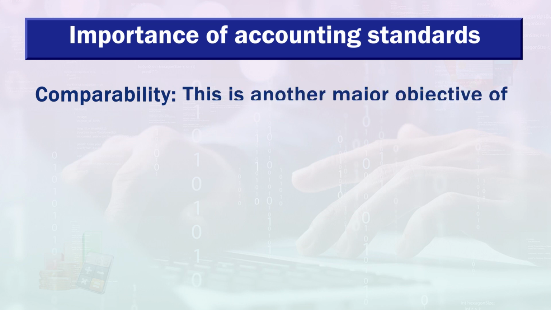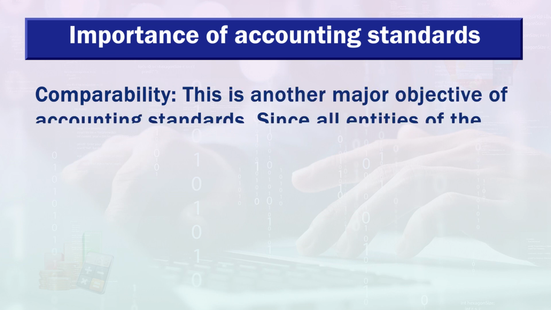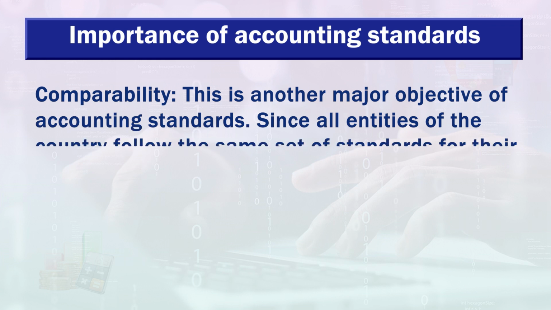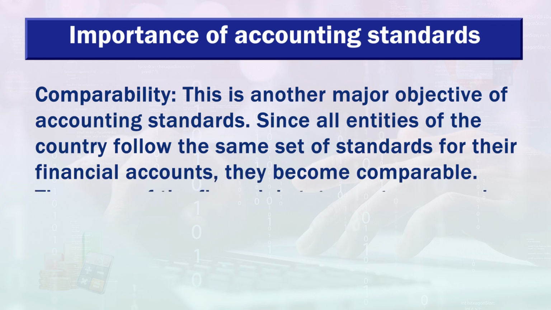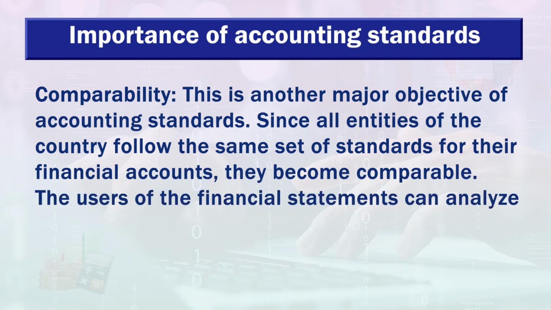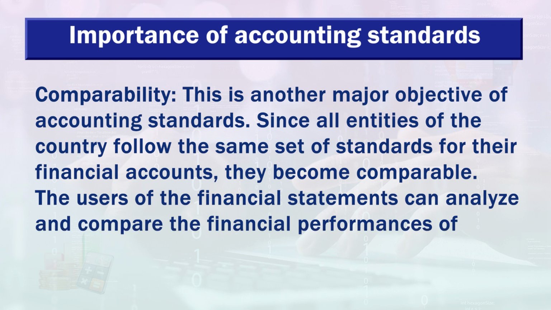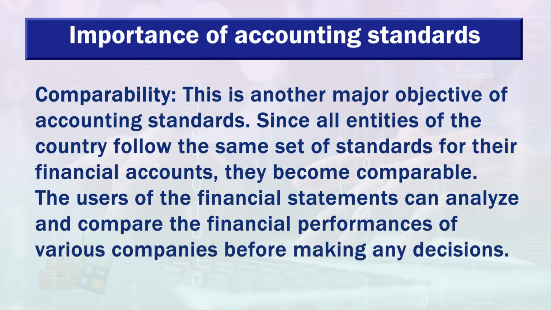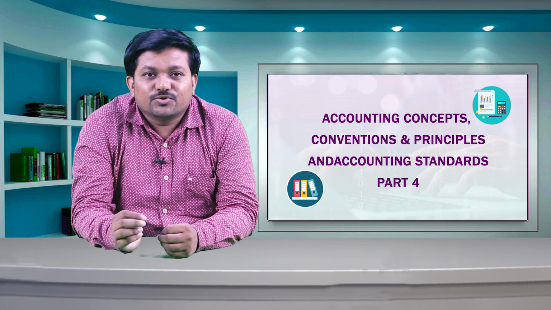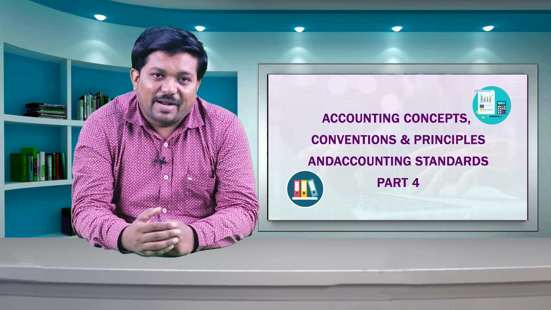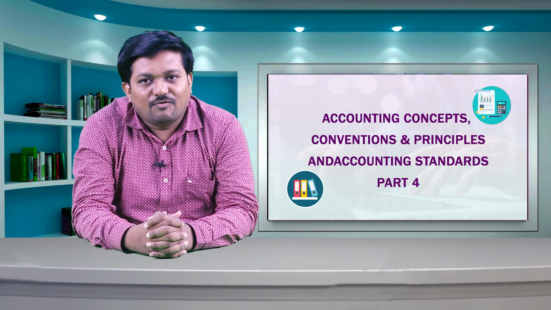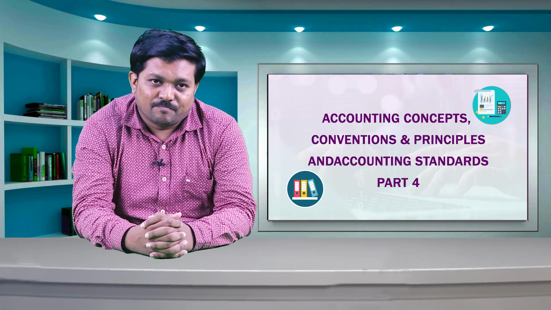Next is comparability. This is another major objective of accounting standards. Since all entities of the country follow the same set of standards for their financial accounts, they become comparable. The users of the financial statements can analyze and compare the financial performances of various companies before making any decisions. Also, two statements of the same company from different years can be compared. This will show the growth curve of the company to the users.